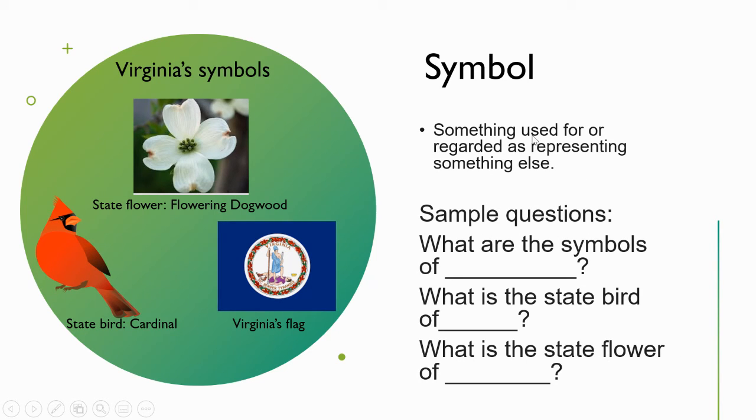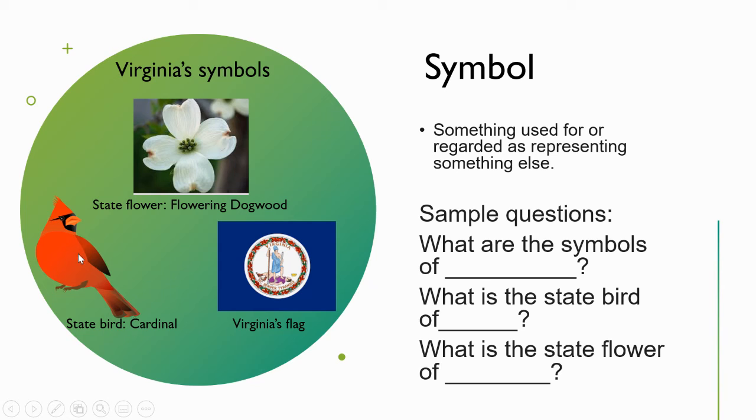The next word is the word symbol. A symbol is something used or regarded as representing something else. So each state is going to have a state flower, a state bird, and a flag. So this is something you guys can research that I really like. So for example, I learned that Virginia's flower is the flowering dogwood, and it looks like this.